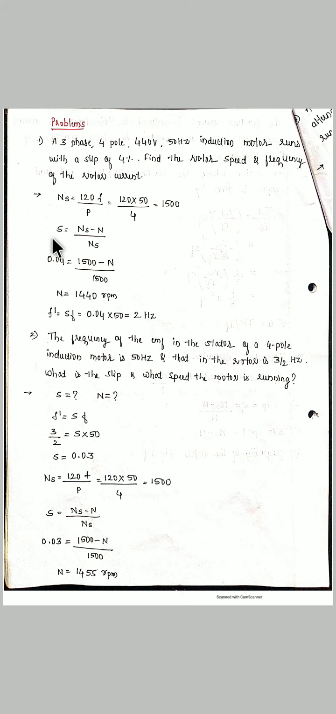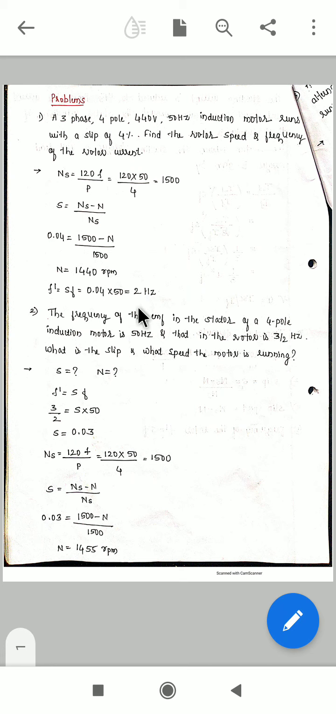Next, substituting in this equation, we get the n value as 1440 rpm. Next we have the formula f dash is equal to sf. Substituting, since s is 0.04 and f is 50 Hz, we get 2 Hz.